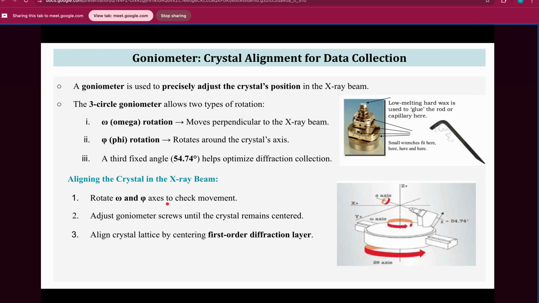Rotate the omega and phi axes to check the movement, and adjust the goniometer screws until the crystal remains centered. Align the crystal lattice by centering first order diffraction layers. Why are we doing this? So that we can properly align our crystal lattice so that it is centered, so that the X-ray can pass through it properly and a proper diffraction pattern can be achieved.